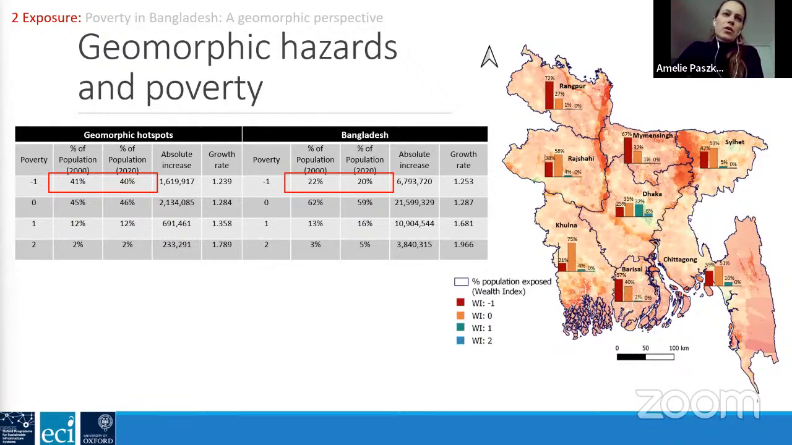And another interesting thing to note on this table is these growth rates. So you can see that the growth rate across the 20 years of assessment is relatively similar between Bangladesh and the geomorphic hotspots for the lower 2 wealth quartiles, but in the upper wealth quartiles, there's more of a difference. And this basically is suggesting that because of the impacts that these hazards can have, the people that live within these exposed areas are likely to be trapped in this poverty cycle where they cannot escape poverty because they keep getting impacted by these different types of hazards.